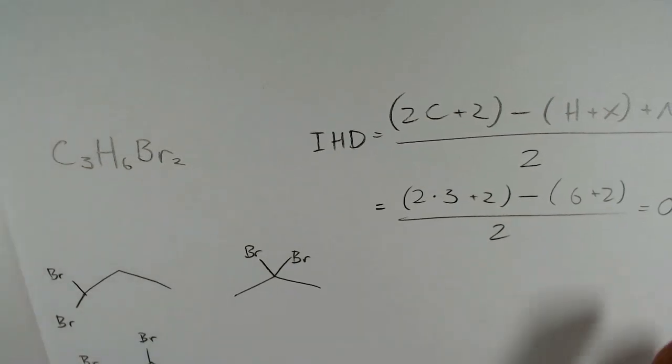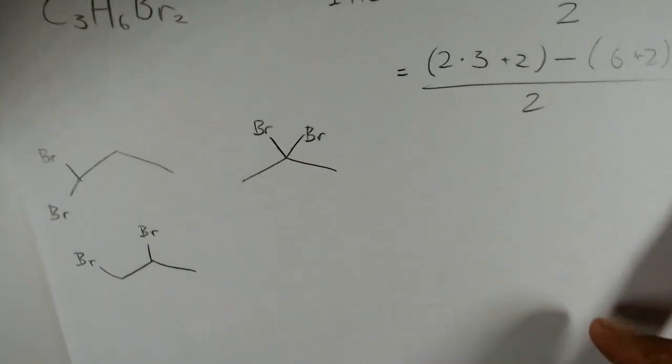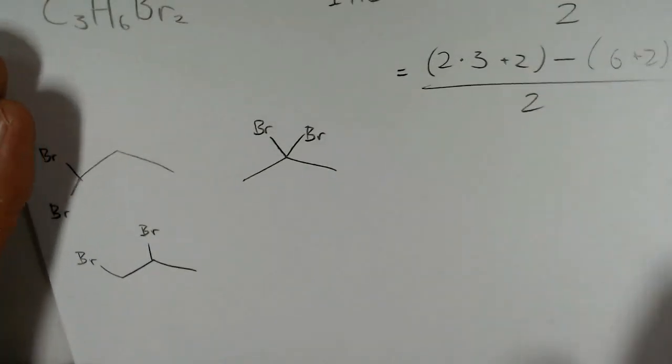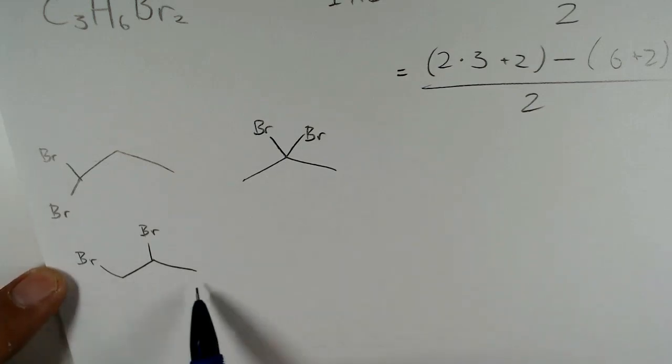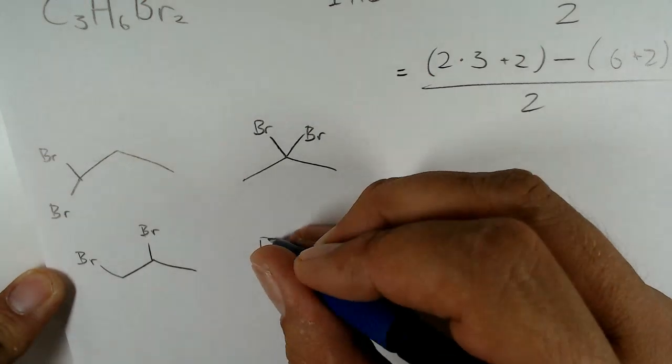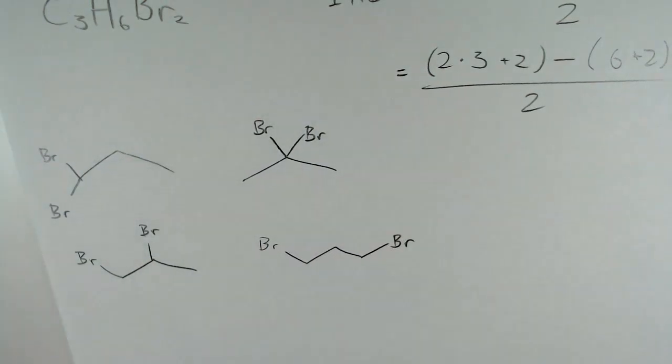Any other combinations you guys think of? What's that? A 1 and 3. If I put it 2 and 3, that would be a repeat of this one. But if I put it 1 and 3, we now have a unique structure. And I think that's it. I can't think of another one offhand.